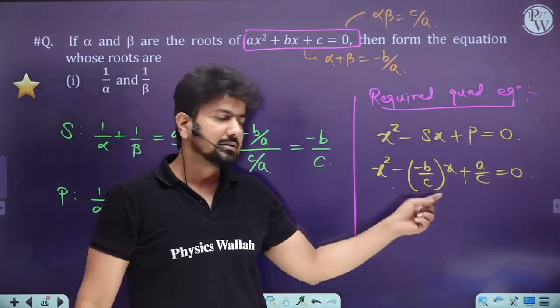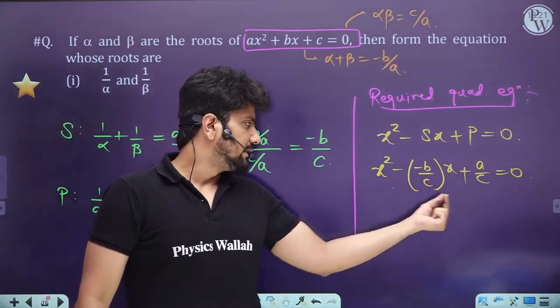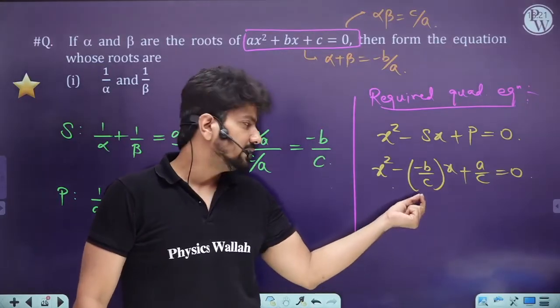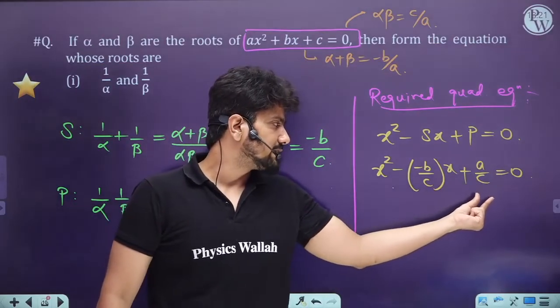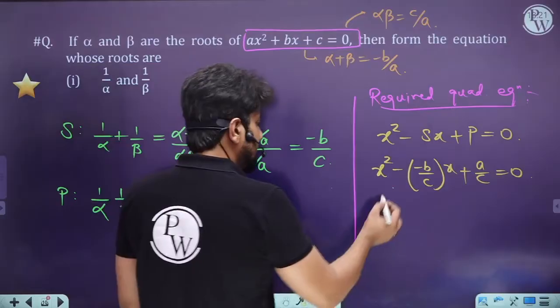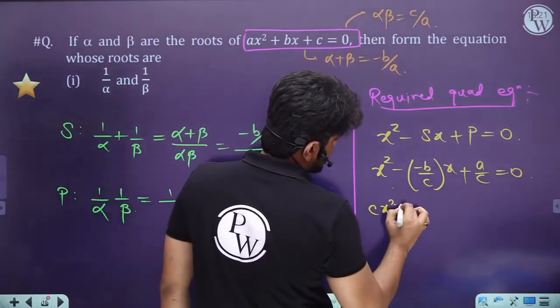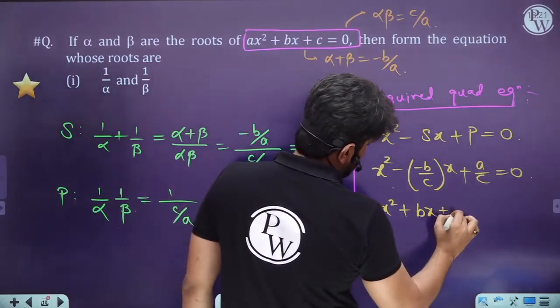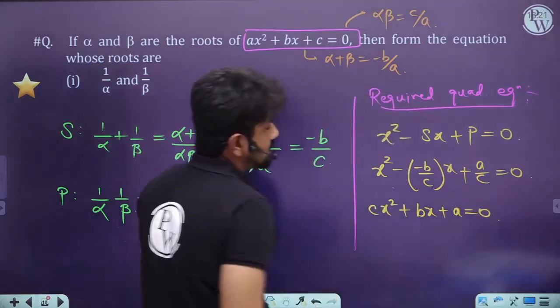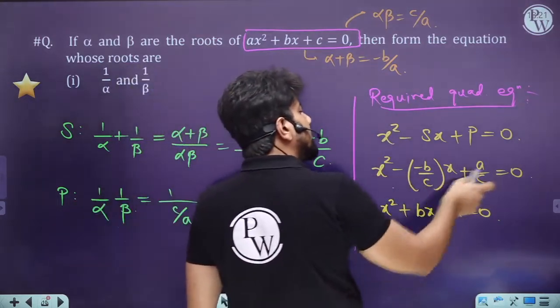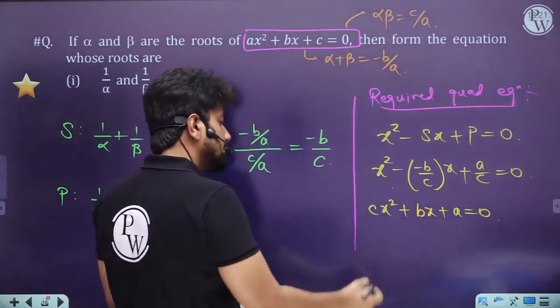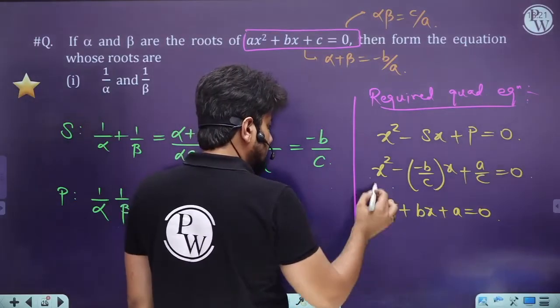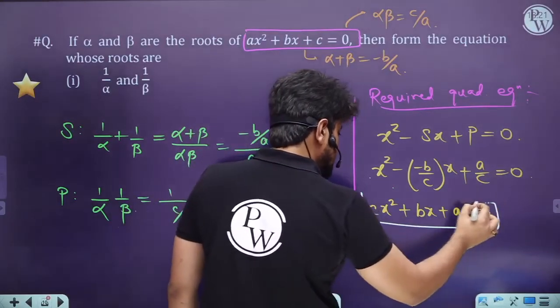Minus of minus, this term will become plus. Take the LCM with c, there is c in the denominator, here also we have c in the denominator. Taking the LCM, we get the quadratic equation cx square plus bx plus a is equal to 0. Take the LCM, then multiply the denominator to the right hand side. So this is our answer.